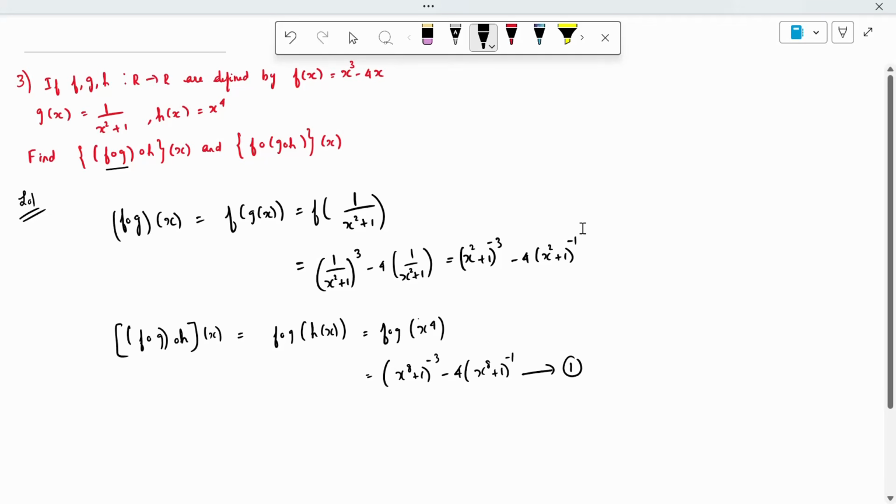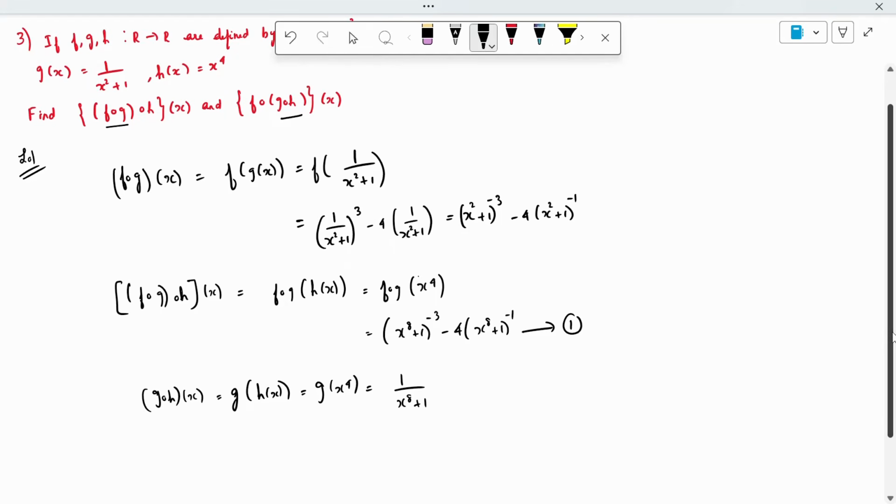Same way, proceed for the right hand side. G composition H of x. It's nothing but we'll write G of H of x. So H of x is x power 4, so g of x power 4 is nothing but 1 by x power 8 plus 1. Okay, so completed. So again, full form. How to do the full form?